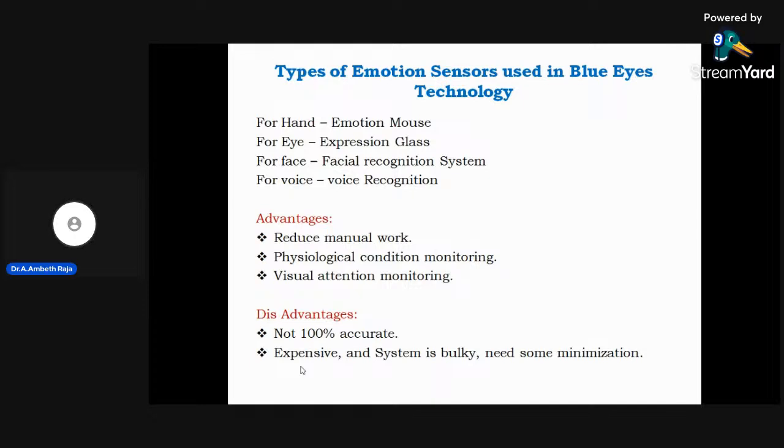Types of emotion sensors used in Blue Eyes Technology: for hand, the emotion mouse; for eye, expression glasses; for face, the facial recognition system; for voice, the voice recognition system. Advantages: reduces manual work, psychological condition monitoring, visual attention monitoring. Disadvantages: not 100% accurate, expensive, the system is bulky and needs some minimization.